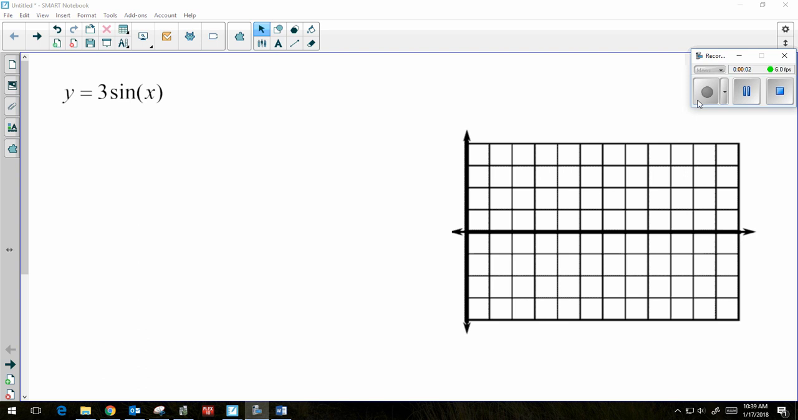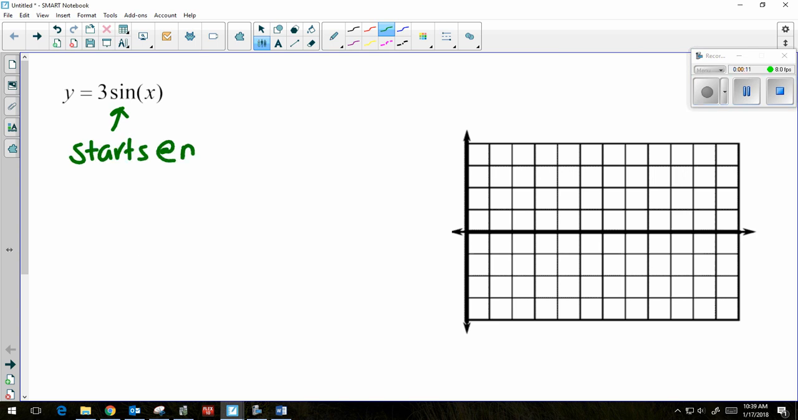Let's take a look at how to graph. So I have y equals 3 sine x. So sine starts at the midline. And my critical points look like this: midline, max, midline, min, midline. So I need to identify all of my key information.